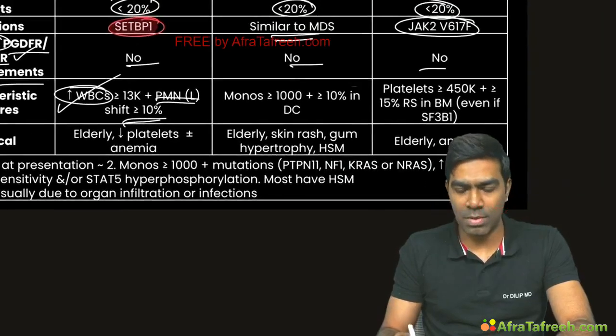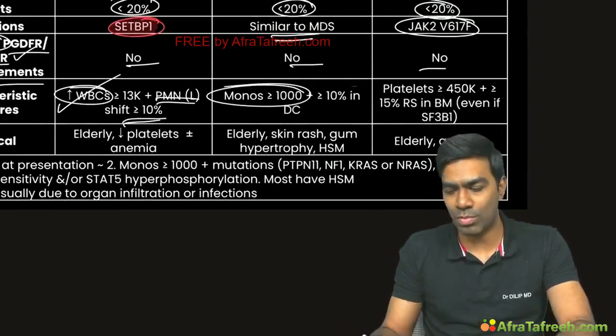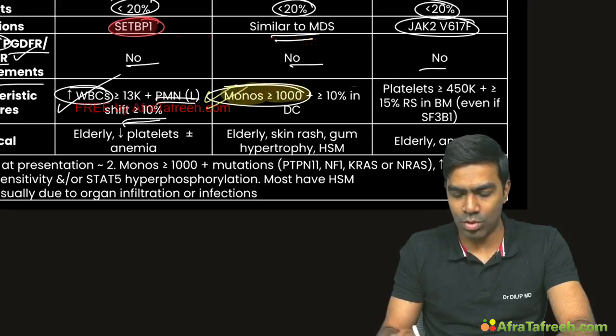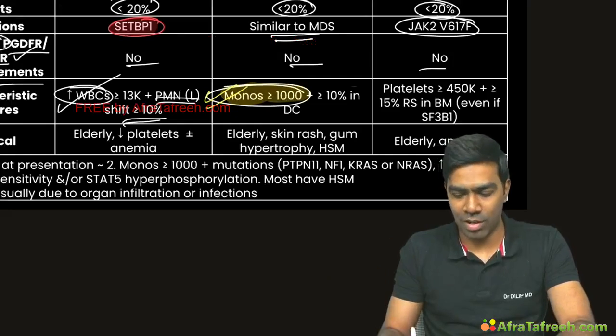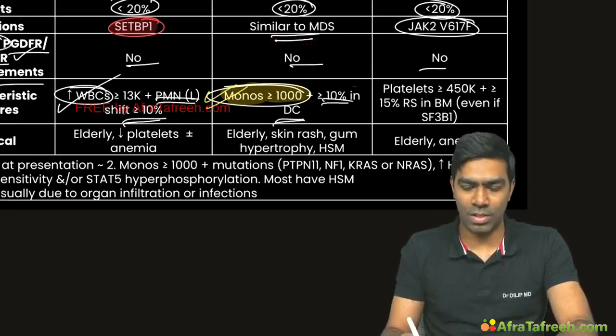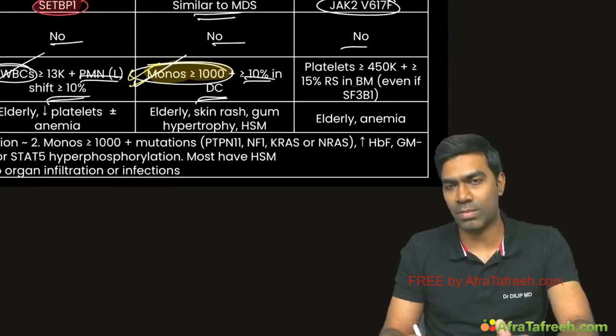When it comes to CMML, the name itself says myelomonocytic leukemia. So that's the reason the most important diagnostic feature is the presence of monocytes in the peripheral blood to a value of more than 1000, or more than 10% in the differential count. Monocytes of more than 1000 in the peripheral blood is a very important diagnostic feature when it comes to exams especially.